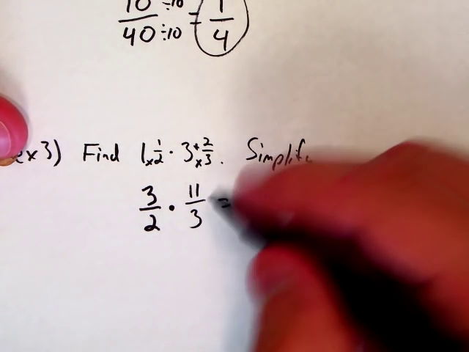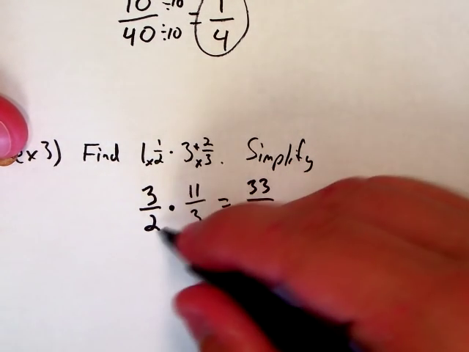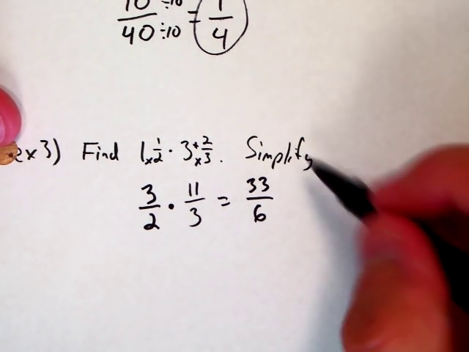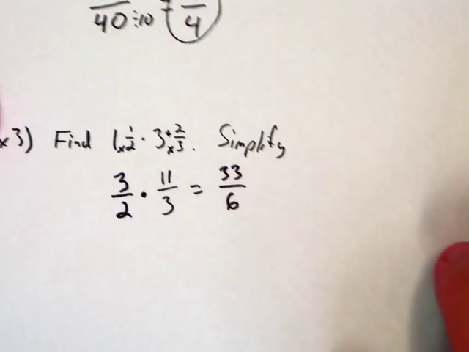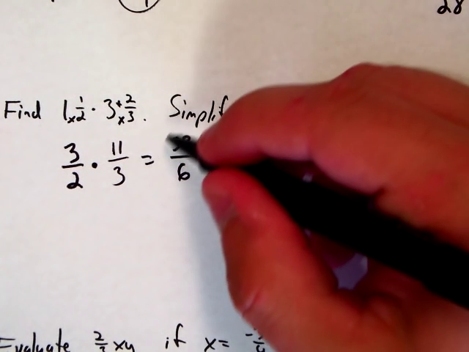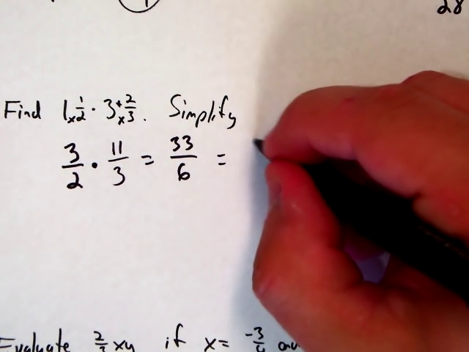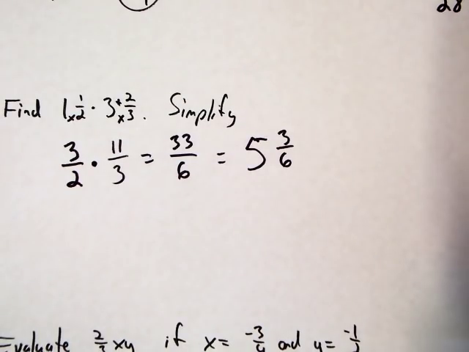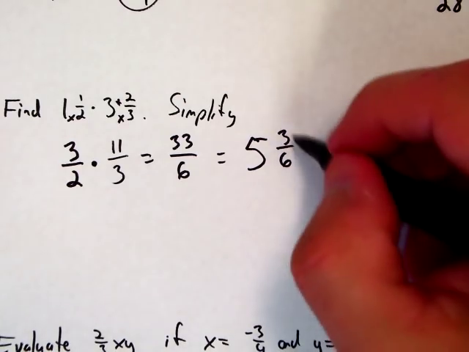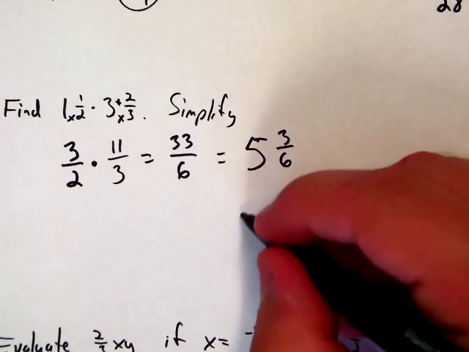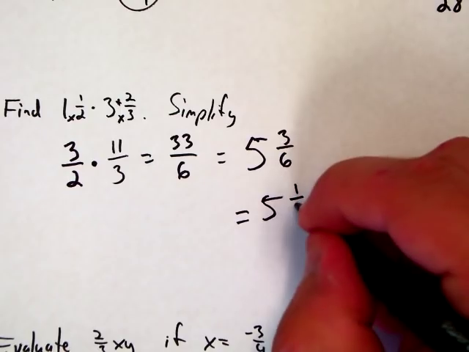Multiply across now. 3 times 11 is 33. 2 times 3 is 6. I now have an improper fraction. I don't like improper fractions at the end, so I want to change that to a mixed number. So the process is, how many 6's can come out of 33? Well, that'd be 5 of them, and I'd have 3 out of 6 left over. Next step is I need to continuously simplify. This 3 and 6 both have a common factor of 3. So 5 1/2.